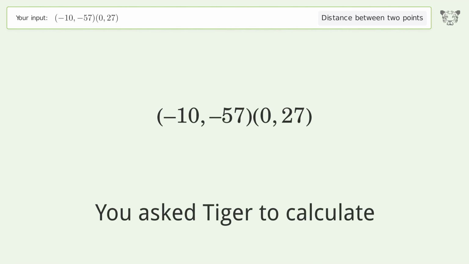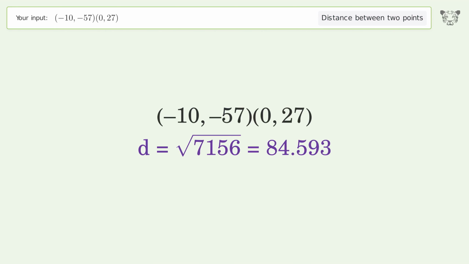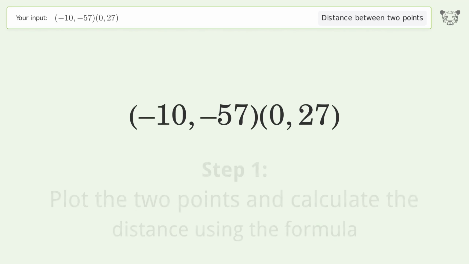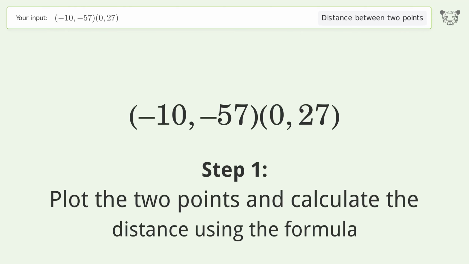You ask Tiger to calculate. This deals with the distance between 2 points. The distance between the 2 points is the square root of 7,156, or 84.593. Let's solve it step by step. Plot the 2 points and calculate the distance using the formula.